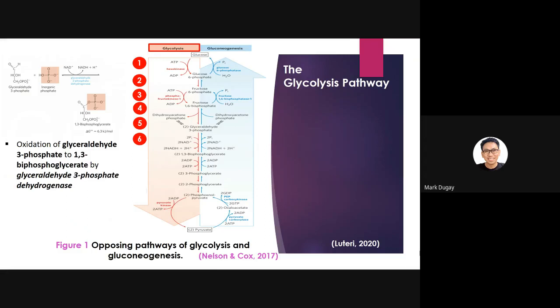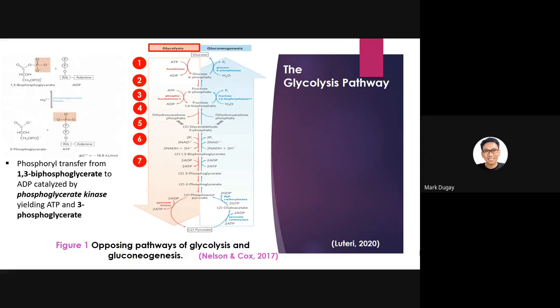Step 6, the first step of the payoff phase, is the oxidation of glyceraldehyde 3-phosphate to 1,3-bisphosphoglycerate in the presence of glyceraldehyde 3-phosphate dehydrogenase. This step is one of the energy conserving reactions of glycolysis, where one molecule of NADH is released.